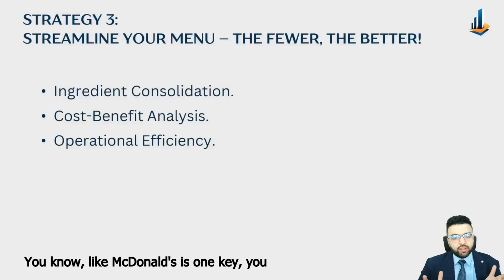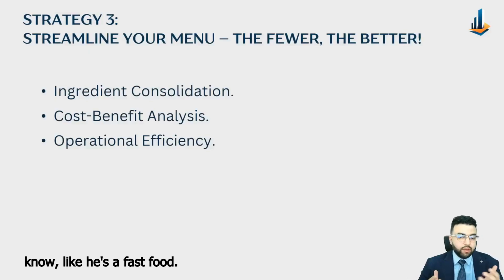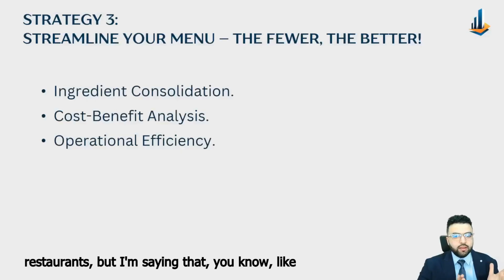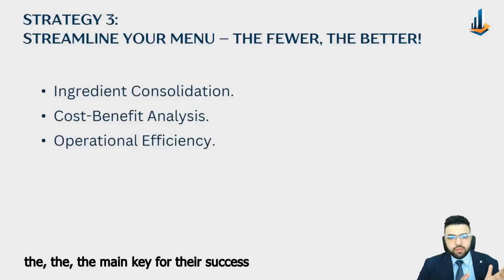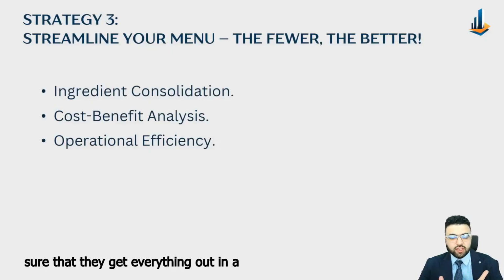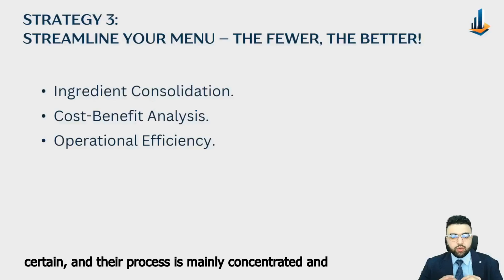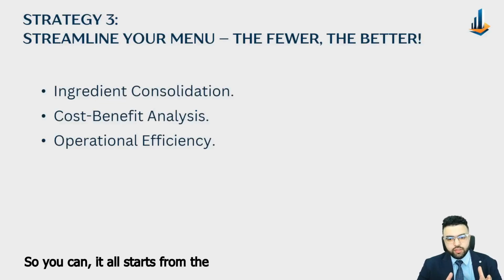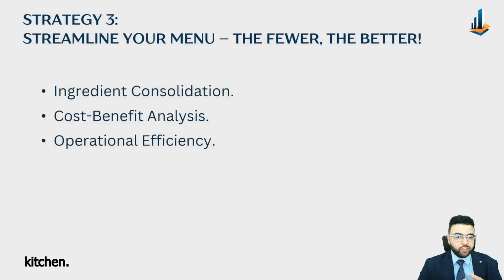Like McDonald's is one key. It's a fast food. I'm not going to compare it to many restaurants, but I'm saying that the main key to their success is the speed. They want to make sure they get everything out in a certain way, and their process is mainly concentrated and built around that. So it all starts from the kitchen.